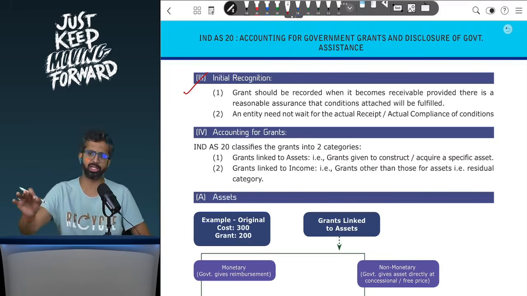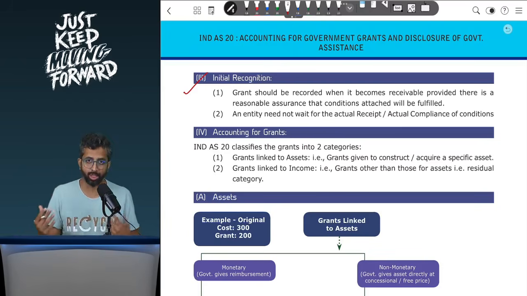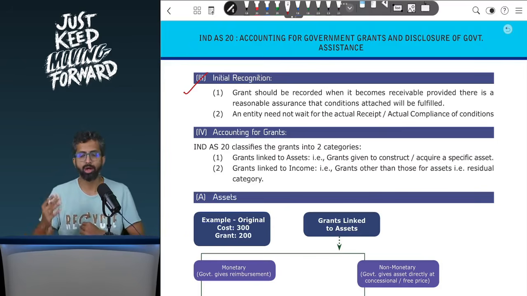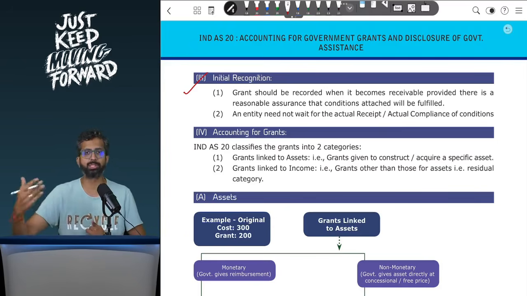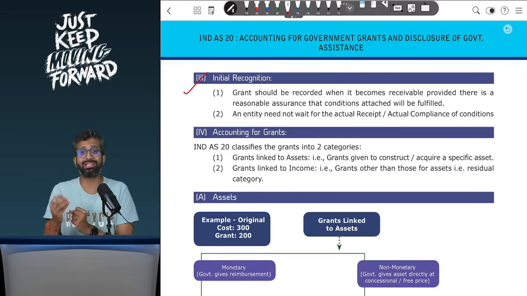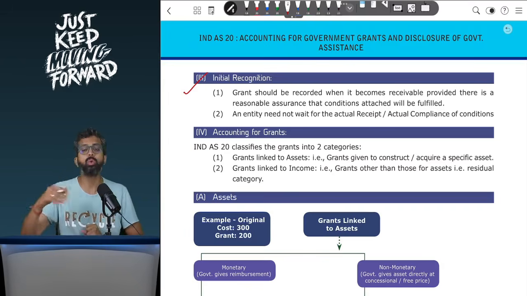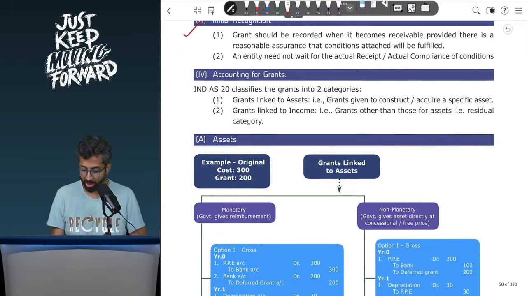We are not saying that it has to be linked to income or expense. No. Any grant which is other than a grant linked to asset will be treated as a grant linked to income. So even if the government gives you a grant which is a compensation for losses that you have suffered due to a flood, or as an incentive to start a business in a backward area, this may not necessarily be directly attributable to incomes or expenses. However, since they are not linked to acquisition of a specific asset, we can say that they are grants linked to income. So, grants linked to asset and grants linked to income.